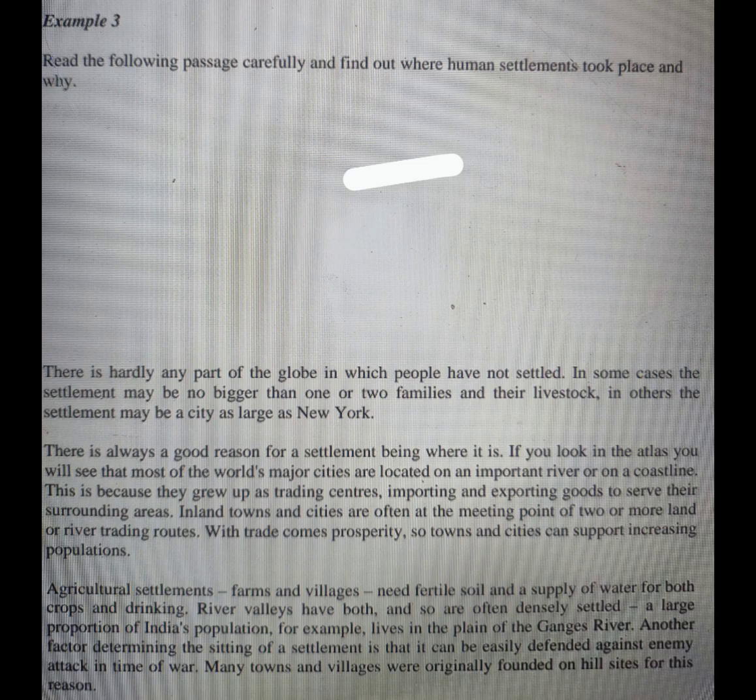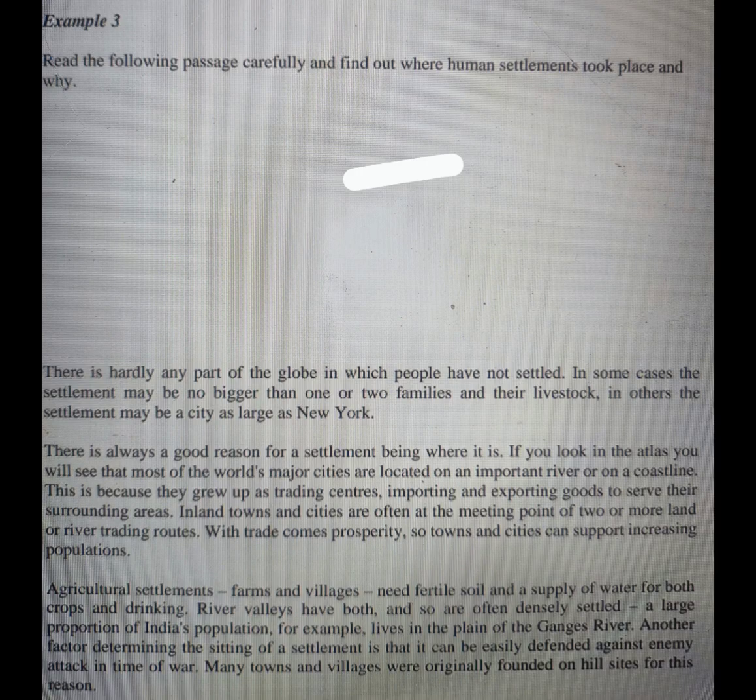This is because they grew up as trading centers, importing and exporting goods to serve their surrounding areas. Inland towns and cities are often at the meeting point of 2 or more land or river trading routes. With trade comes prosperity, so towns and cities can support increasing populations. Agricultural settlements, farms and villages, need fertile soil and a supply of water for both crops and drinking. River valleys have both, and so are often densely settled. A large proportion of India's population, for example, lives in the plain of the Ganges River.